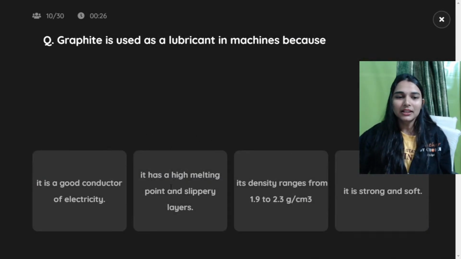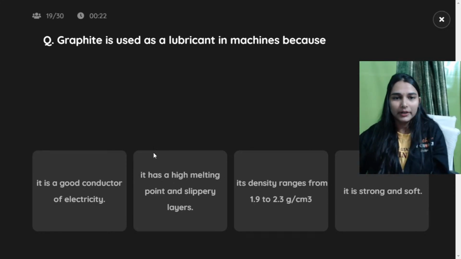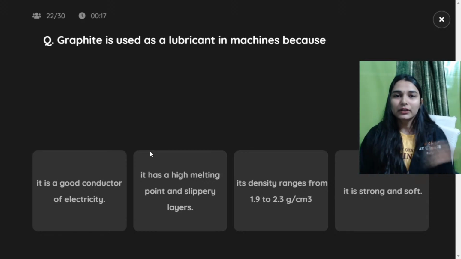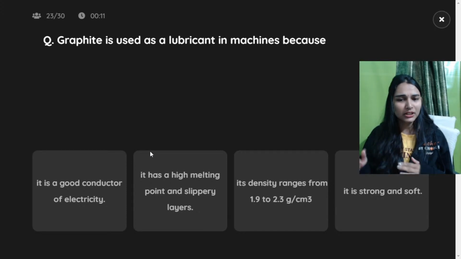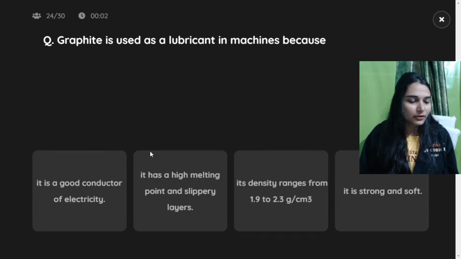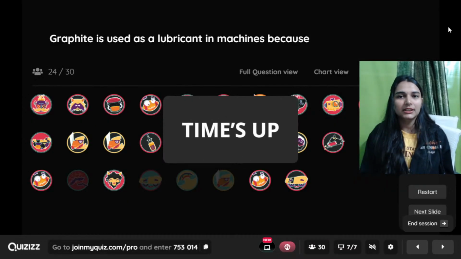Graphite is used as a lubricant in machines because this question has been asked in boards once already. Is it because it is a good conductor of electricity, because it has a high melting point, because of slippery layers, because of its density, or because it is strong and soft? Yeah, 50 plus likes now. Very good. Yes, Priyanshu. Great. The answer was option number B, because of its slippery nature.